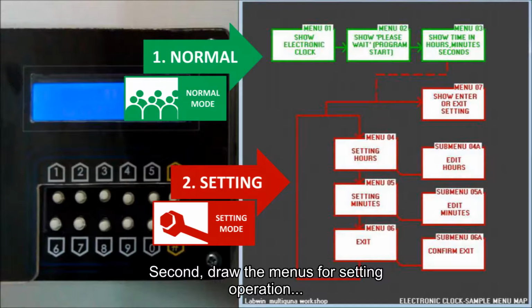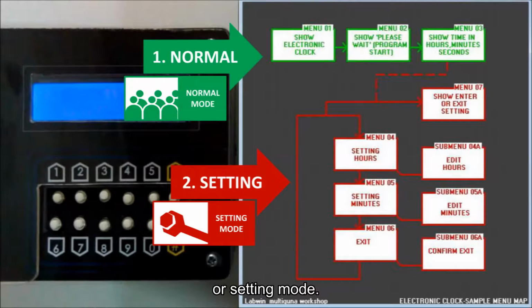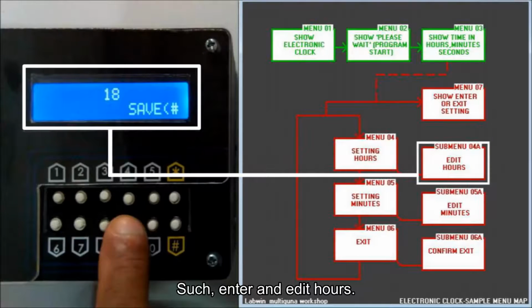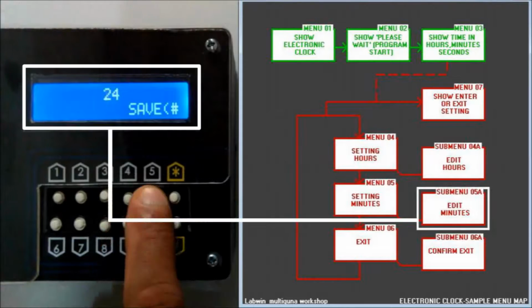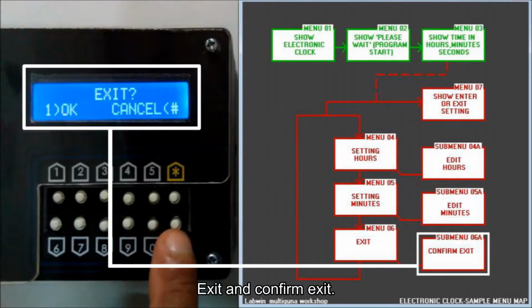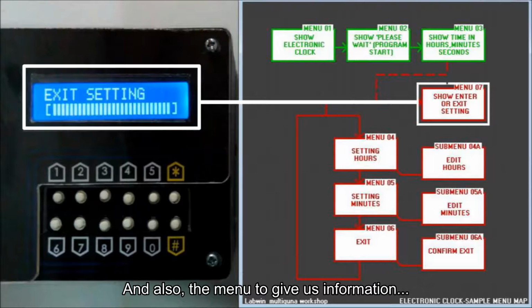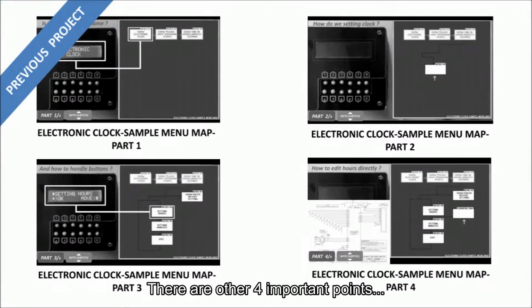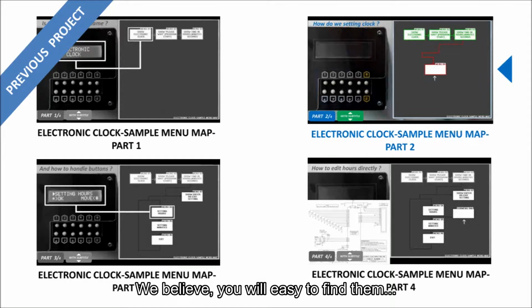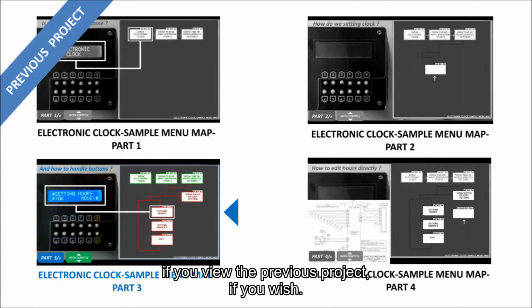Second, draw the menus for setting operation, or setting mode. Such as enter and edit hours, enter and edit minutes, exit and confirm exit, and also the menu to give us information when we enter or exit setting mode. There are other 4 important points. We believe you will find them easily if you view the previous project, if you wish.